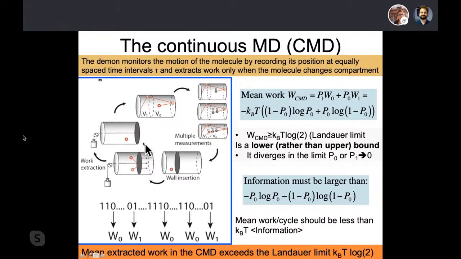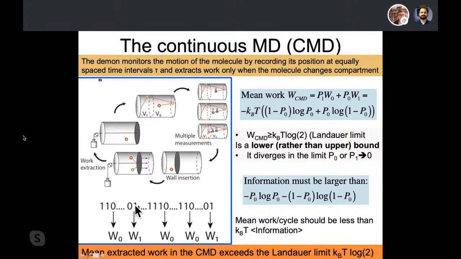Now, it's exactly the same as a classical Szilard. The difference is that you don't just do one measurement. You do repeated measurements, and you decide to extract work only when you see a change in state. So suppose you observe your molecule, and you say, okay, it's in the left compartment. Now you make another observation of your molecule. It's still in the left compartment. Only when your molecule changes compartment, then you decide to extract work.